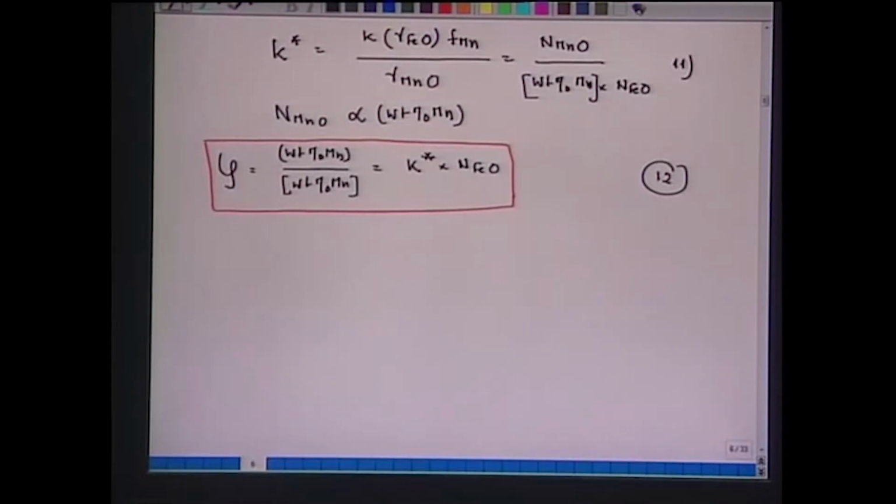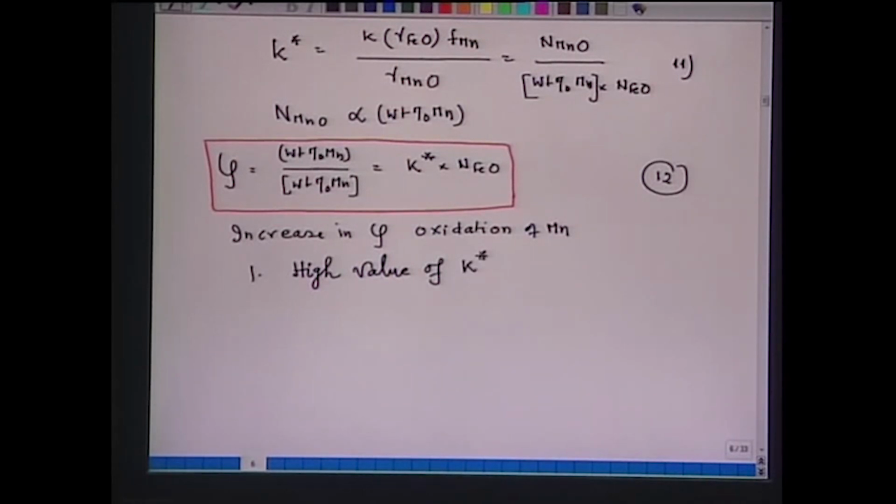Now, from equation number 12, if we want to oxidize manganese, that means the value of weight% manganese in slag upon weight% manganese in metal should be high. So, an increase in psi, or an increase in the coefficient of distribution of manganese, that means oxidation of manganese, is favored, if we see this equation, first by a high value of K star, and second by high N FeO. These two conditions will lead you to oxidation of manganese.